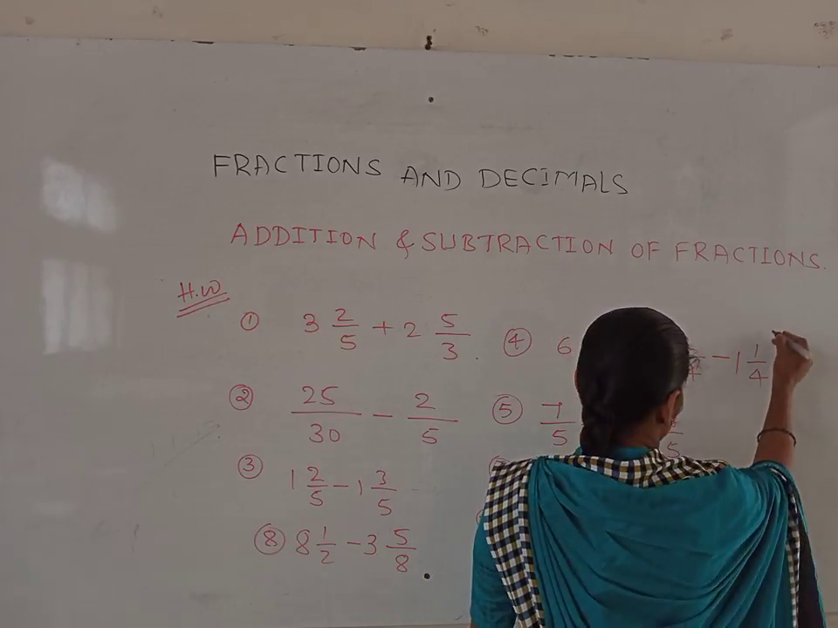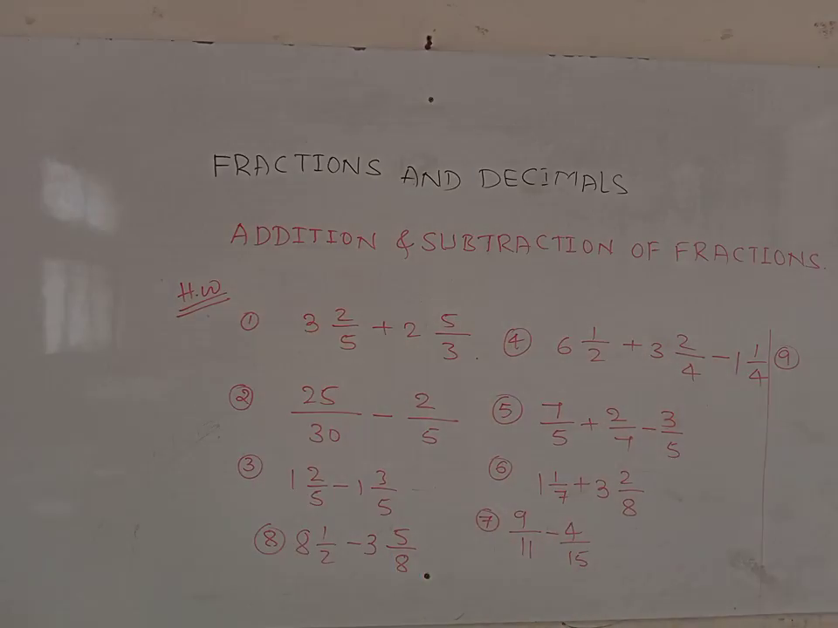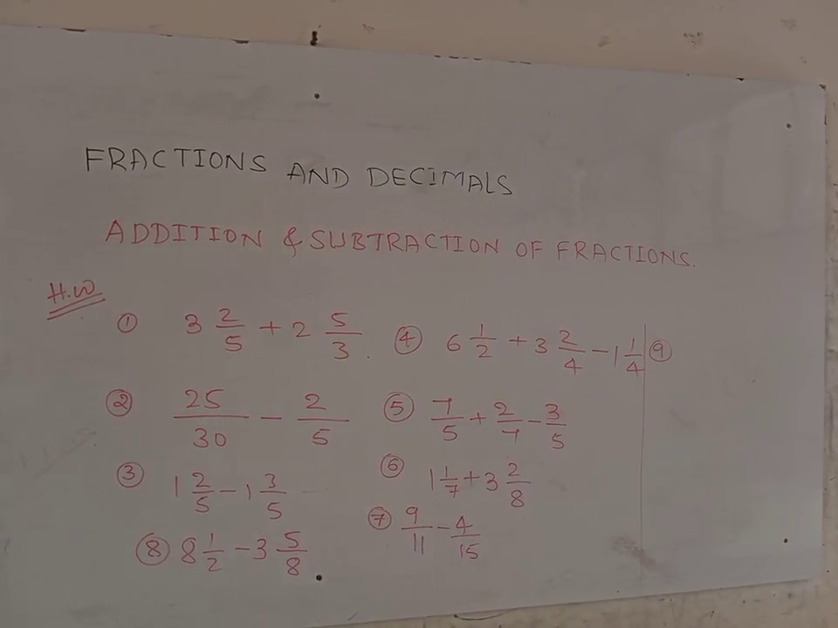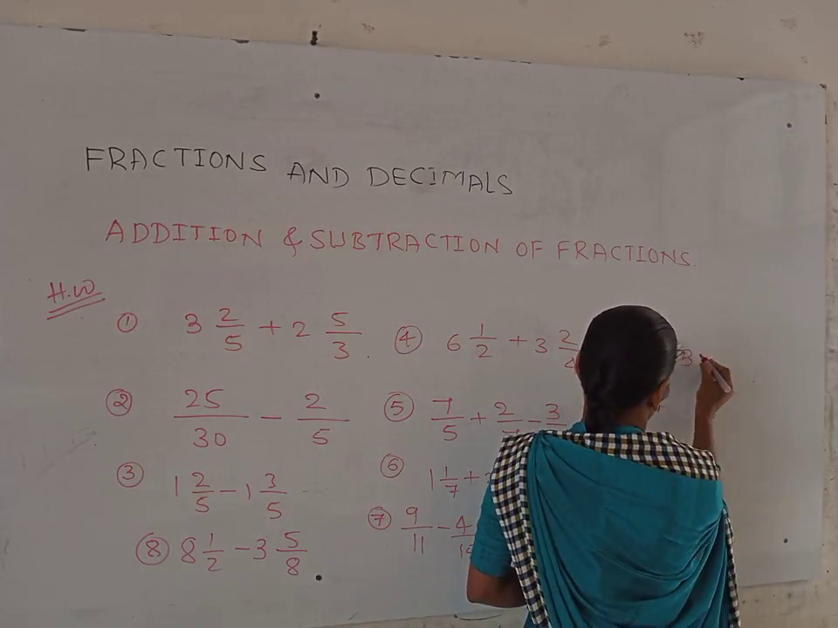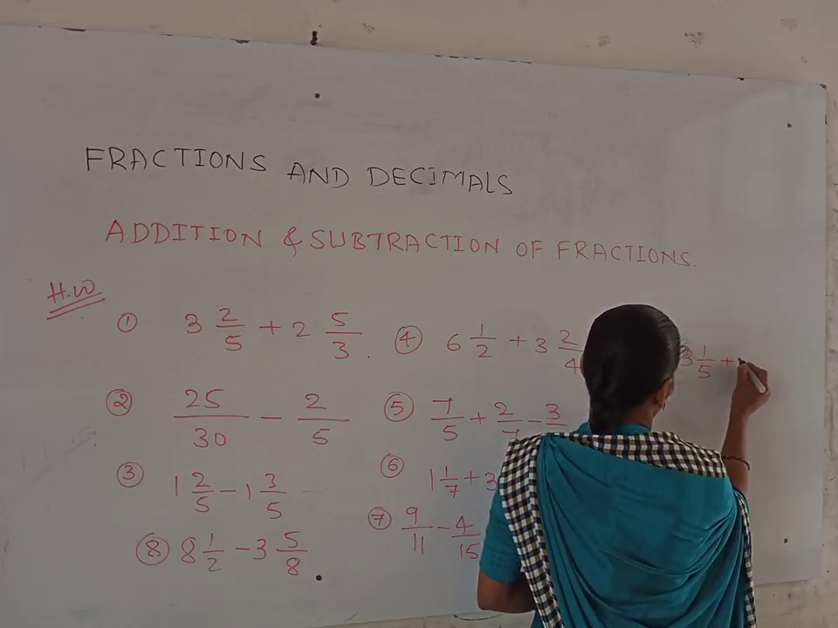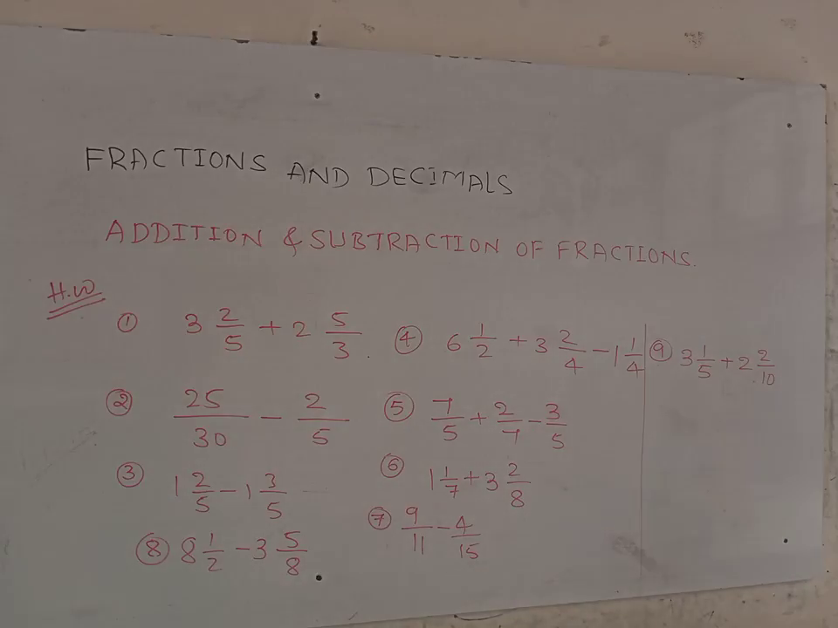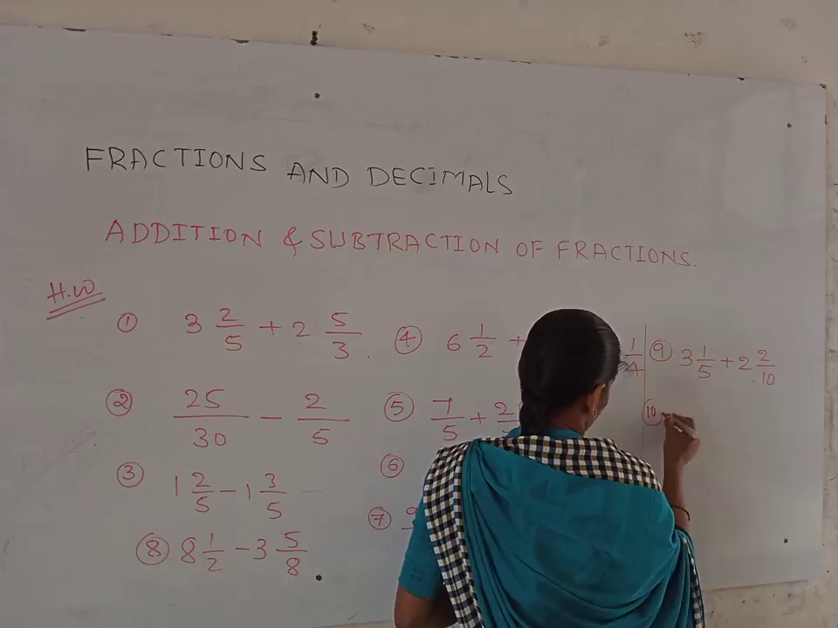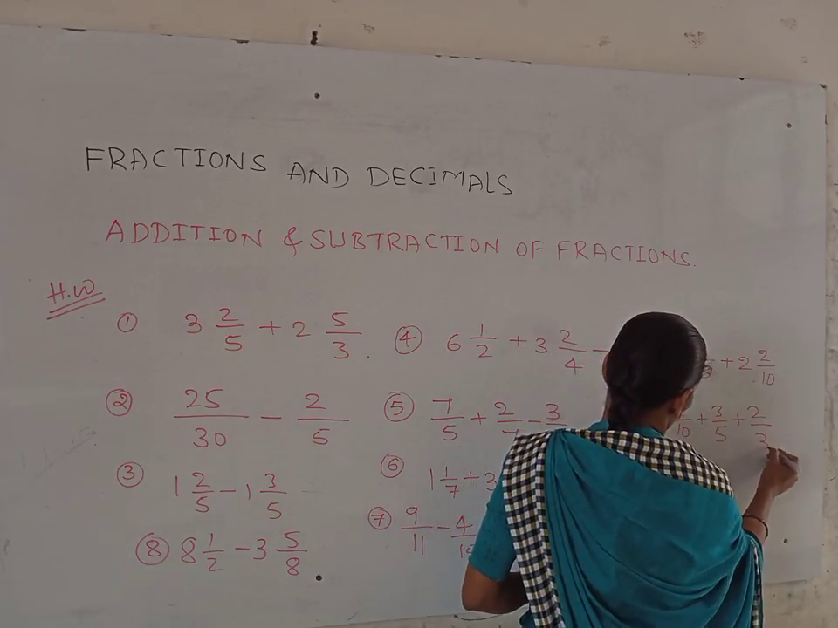Is it visible here? Ninth one: 3 integer 1 by 5 plus 2 integer 2 by 10. Next one, the tenth: 7 by 10 plus 3 by 5 plus 2 by 3.